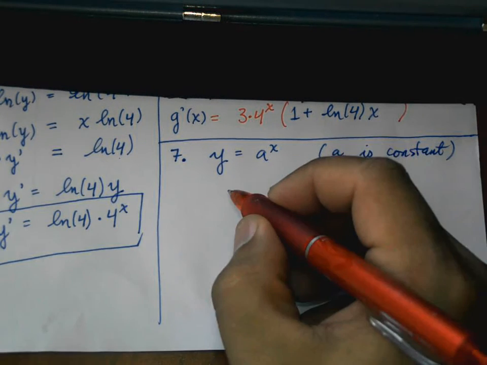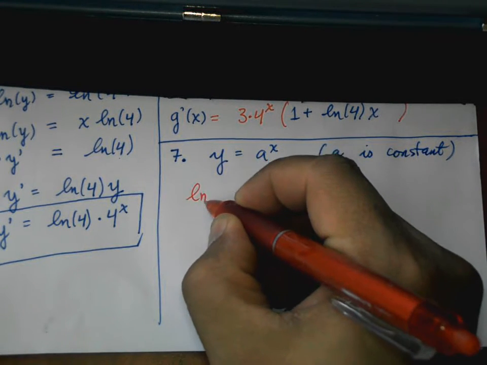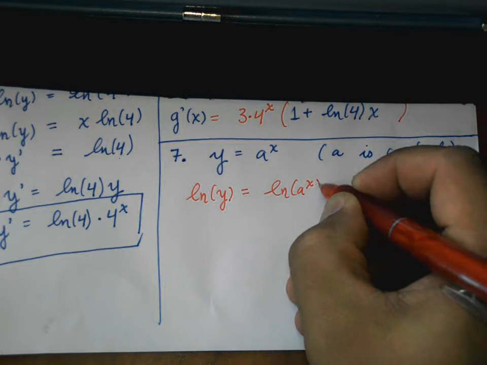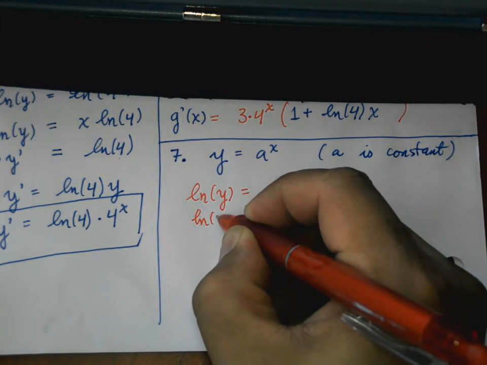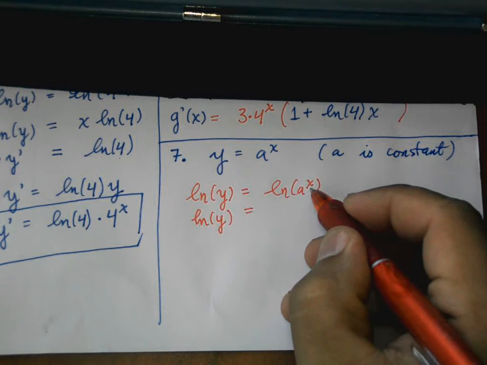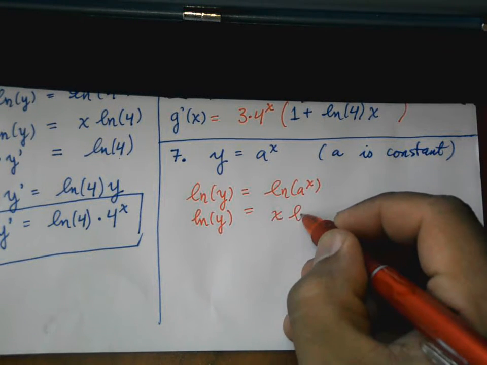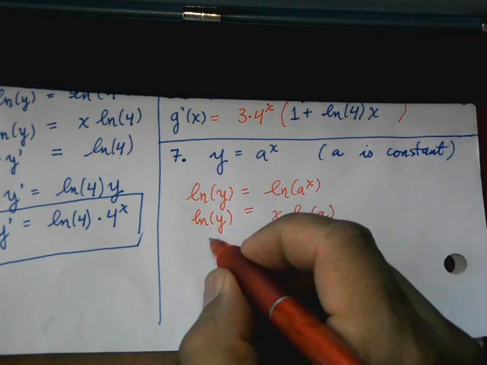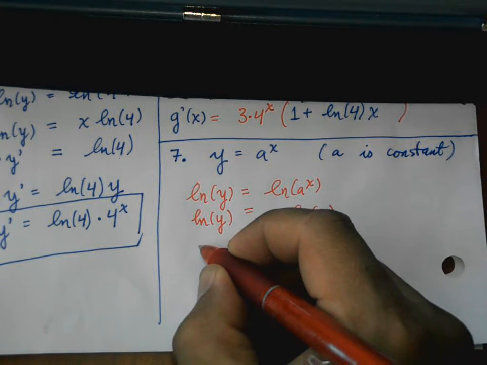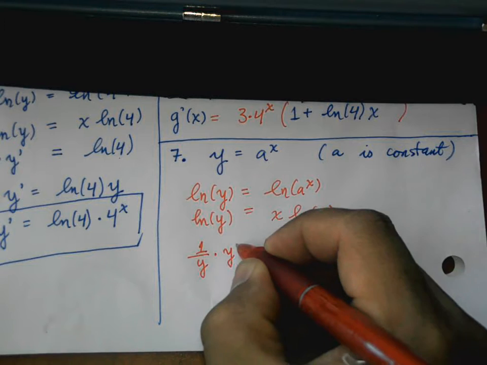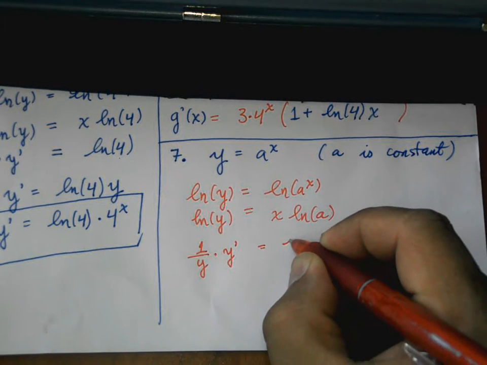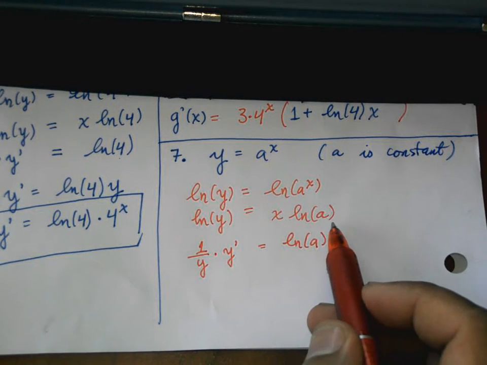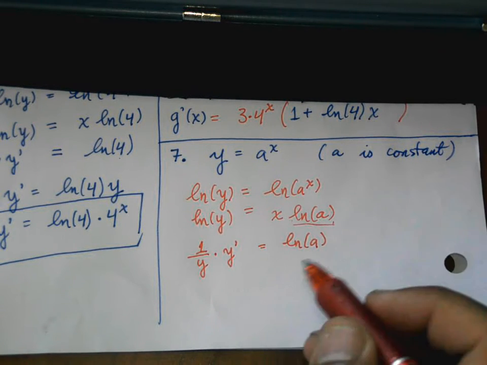Alright, so just as before, we are going to take the natural log of both sides. So I have the natural log of y is equal to the natural log of a to the x. Then I can apply the power rule of logs and say x natural log of a. Then I can take the derivative of both sides, and I get 1 over y times y prime is equal to natural log of a. Because once again, what's on the right here is a linear function. Natural log of a here is still a constant.